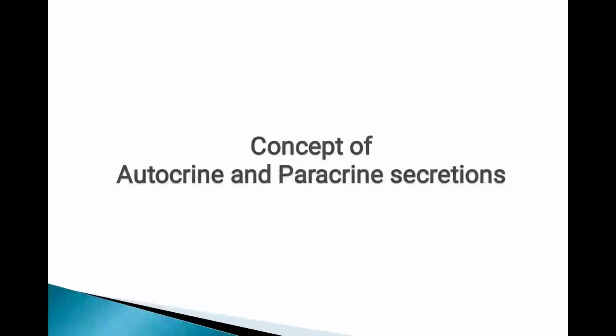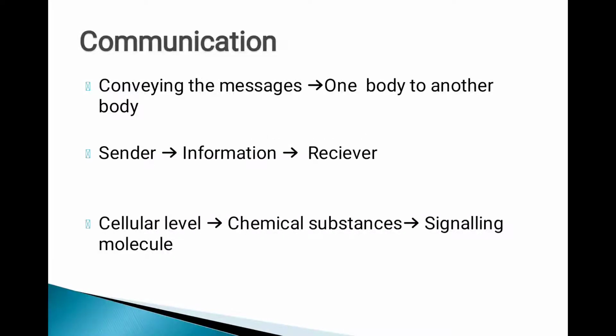In today's session, let us discuss autocrine and paracrine secretions. Before going to the main concept, let us know the process of communication. Communication is the process of conveying a message from one body to another body. It involves three components, namely the sender, the information, and the receiver. The sender sends the message, the receiver receives the message, and the information is nothing but a message.